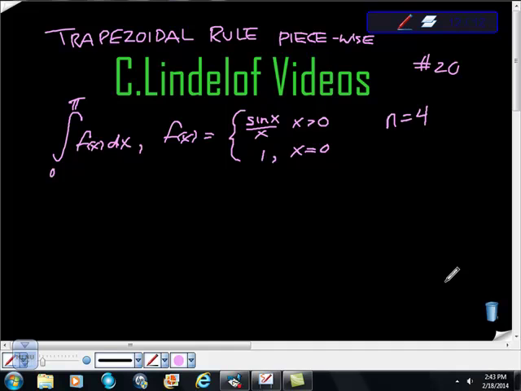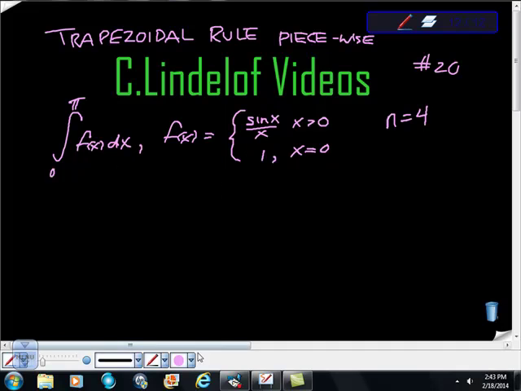See Lindelof videos, AP Calculus, trapezoidal rule with a piecewise function. We're asked to find the definite integral of f of x dx from 0 to pi, given that f of x is equal to sine of x over x for x greater than 0, and f of x is equal to 1 if x is equal to 0.